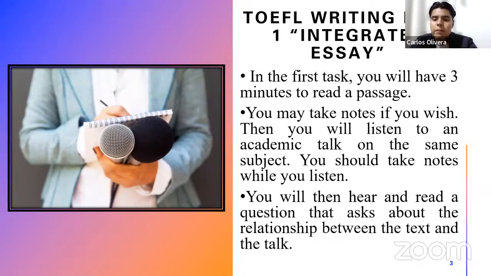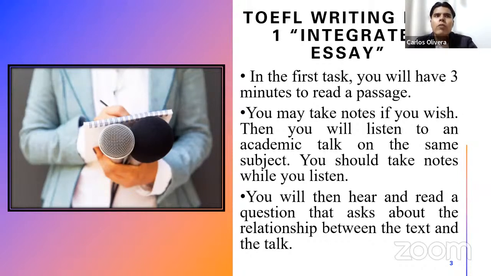And immediately after, okay, you're going to listen to your second information source. By the way, here, before moving on, you may take notes if you wish, right? Very important. Then, and here's what I was telling you, you will be listening to an academic talk on the same subject. You should take notes as well while you listen. As I say, your second information source is going to be a lecture. Just as you were practicing yesterday, remember in the speaking section, you're going to listen to a professor discussing exactly the same topic, all right?